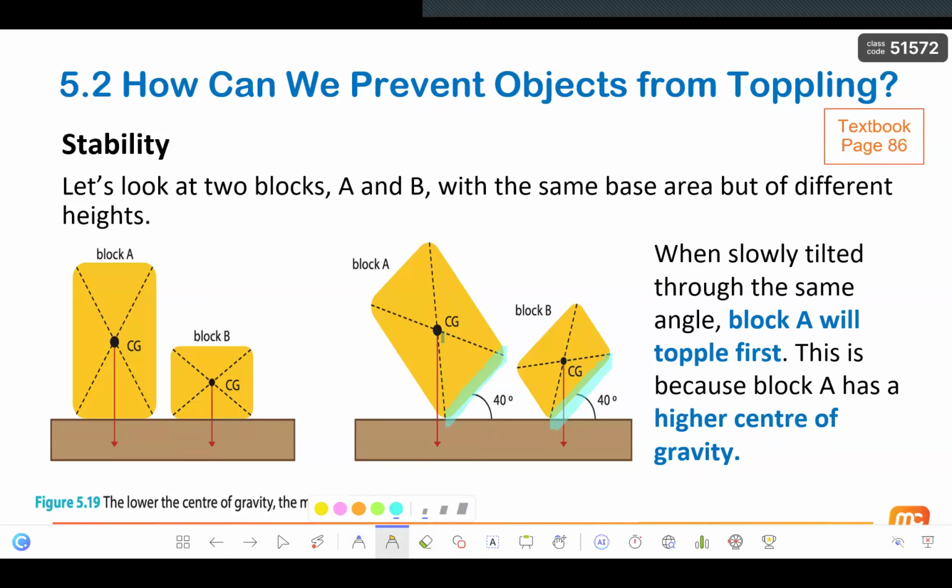So block A will be unstable because now there will be a resultant clockwise moment that causes this block to eventually rotate clockwise, so it will topple. And for block B, there's a resultant anti-clockwise moment that causes block B to drop back to its original position. So block A will topple first because it has a higher center of gravity. So the lower the center of gravity, the better the object's stability is. That means I need to tilt over a very large angle before I topple over. So it means that it's very stable.